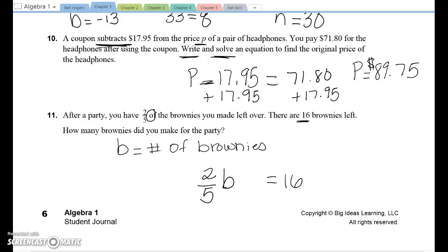Okay? Now your job is to solve this. How many brownies did we have before the party? I will check this answer on Monday.